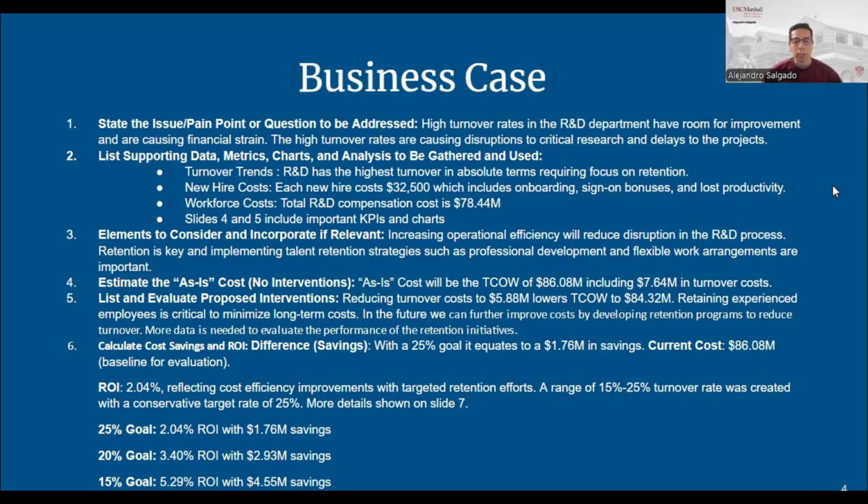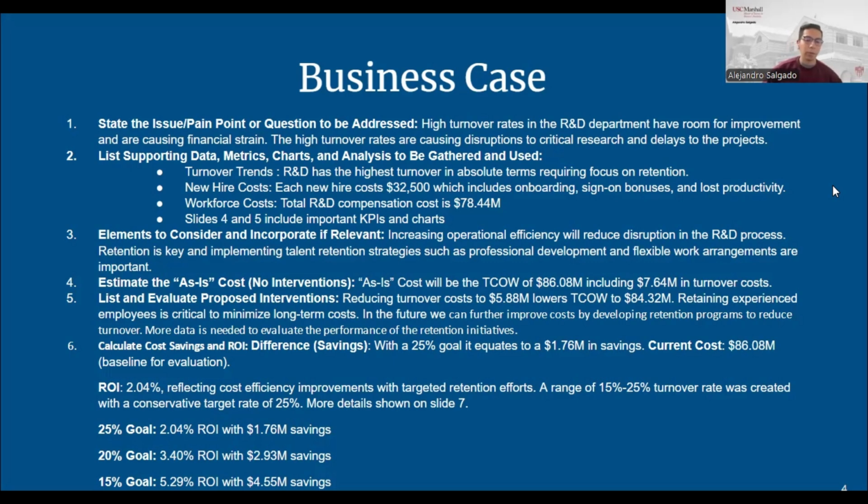The fourth element is the as-is costs. That's the most at-risk position we could take, which is pretty much not doing anything. The TCOW, which is the total cost of workforce, is going to be $86.08 million. That includes $7.64 million in turnover costs, which is a lot, and that's something we're looking to reduce.